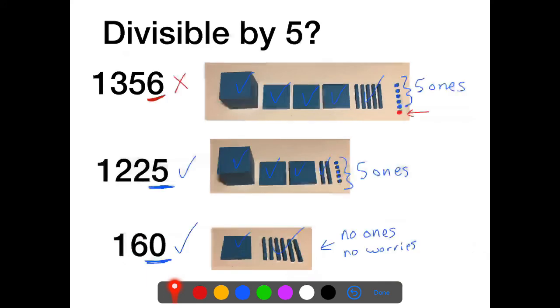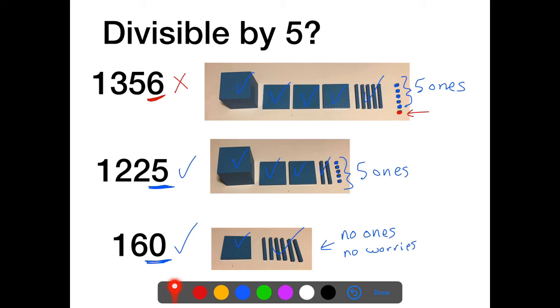Welcome back. The first number is not divisible by 5 because the last digit is not 0 or 5. I ignore the thousands, the hundreds, and the tens. I can see 5 ones and then 1 left over, not divisible by 5.